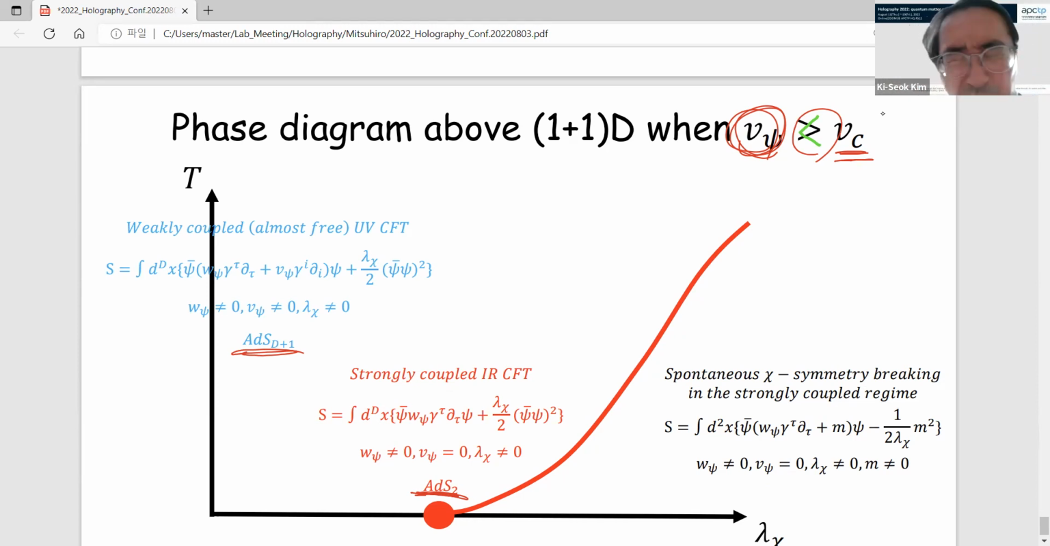Any questions? I think in high dimension, you need to introduce the kinetic term to the scalar field, because at least in the flat background, if you do not introduce the scalar kinetic term of the scalar field, this theory will not be renormalizable.